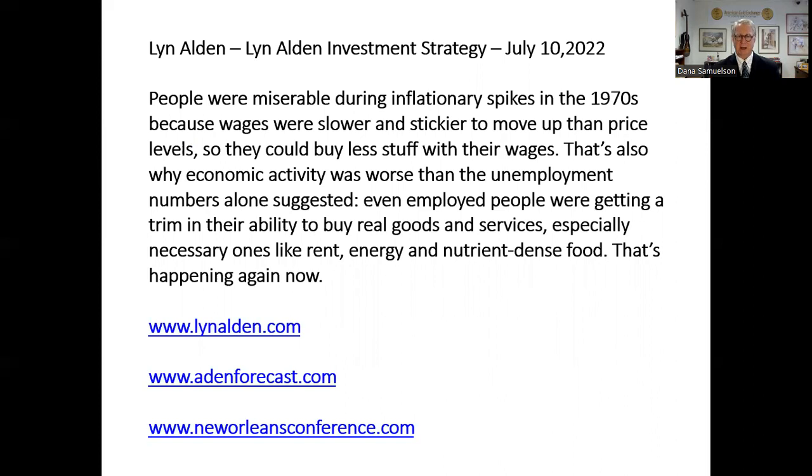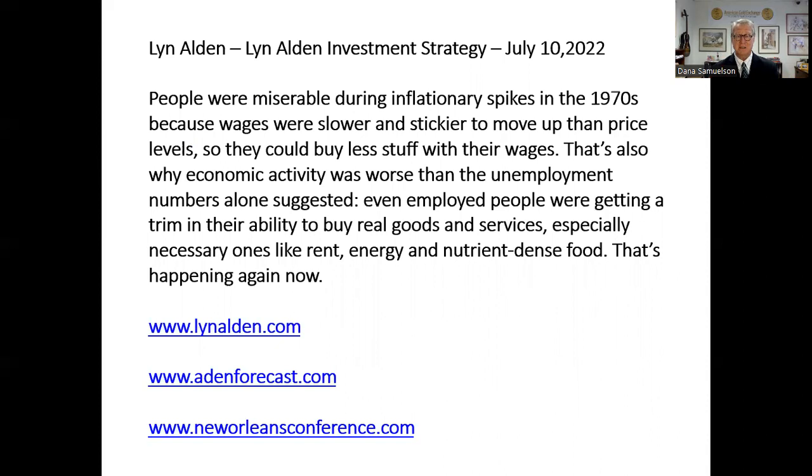This is what she said about inflation during the last cycle. People were miserable during inflationary spikes in the 70s because wages were slower and stickier to move up than price levels, so they could buy less stuff with their wages. That's also why economic activity was worse than the unemployment numbers alone suggested.